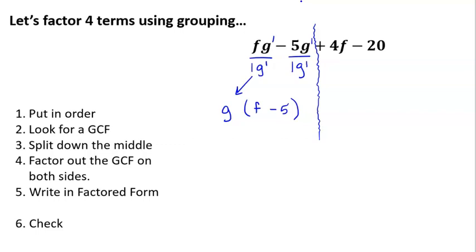And now let's go on to the other side. So on the other side, we're going to look for a number that's going into both. The highest number that goes into both is a 4.